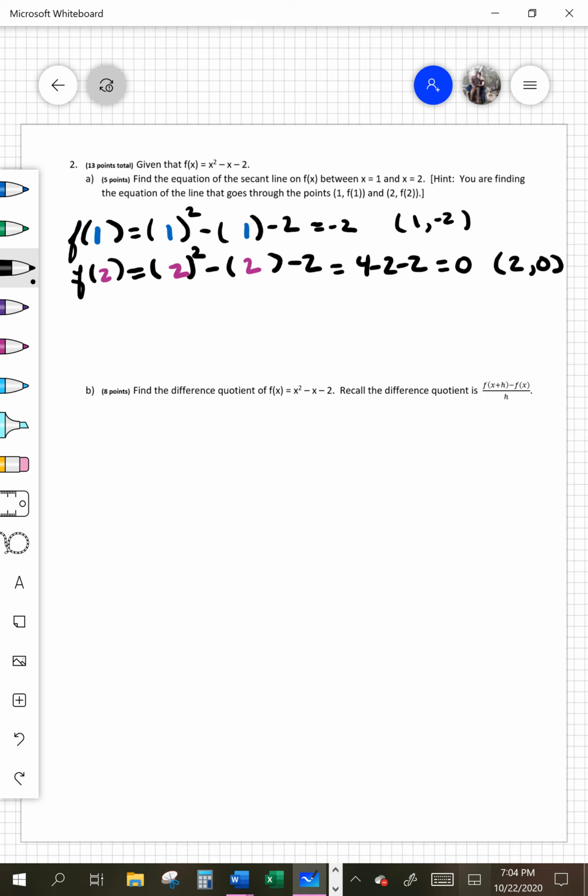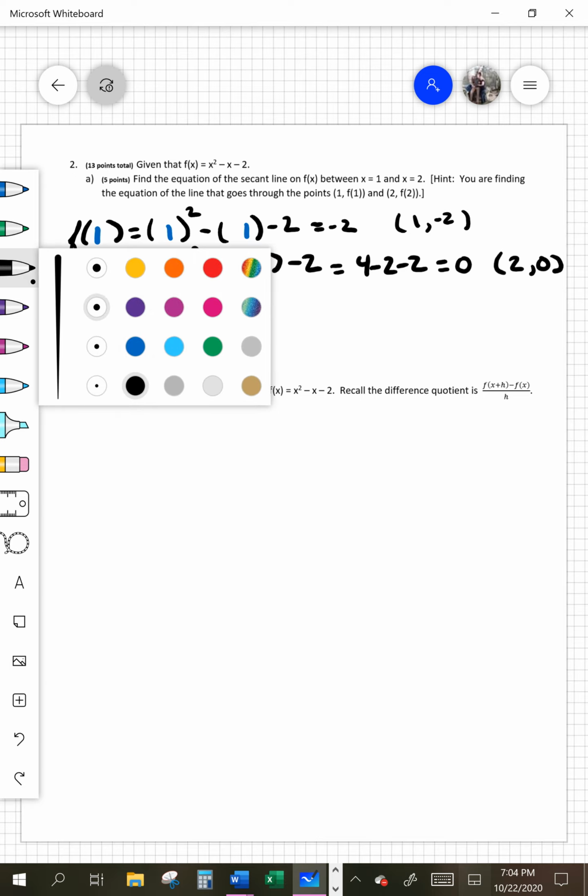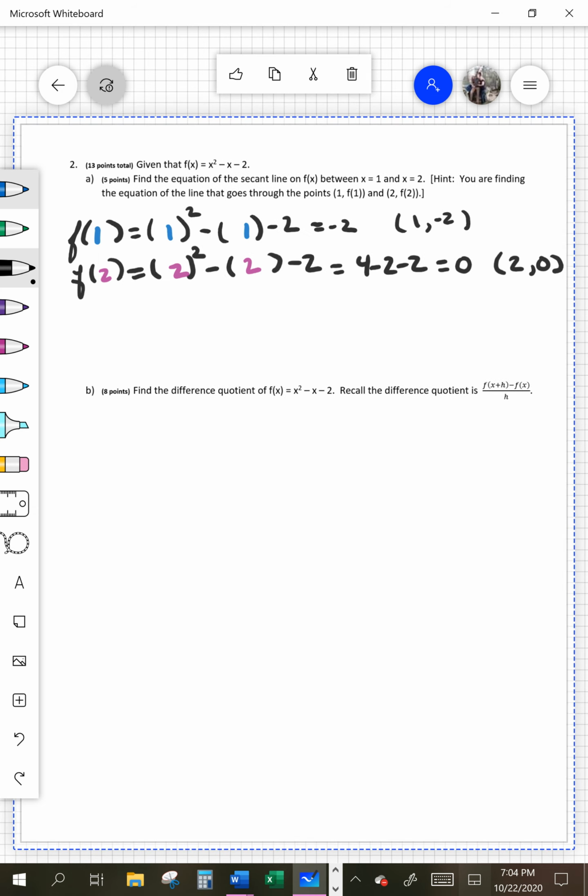So we're trying to find the equation of the line that goes through these 2 points. To find an equation of the line, we need 2 things. We need a slope and we need a point. So we have 2 points, and so we already have the point that we need, and now we need to find the slope. And so let's find the slope of the line, and we can do that given 2 points.